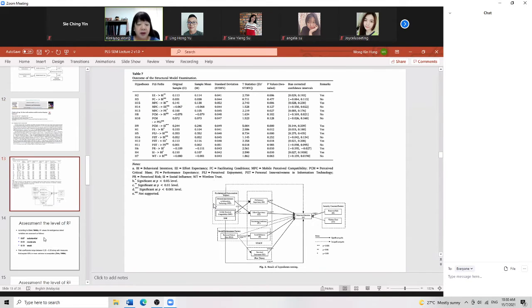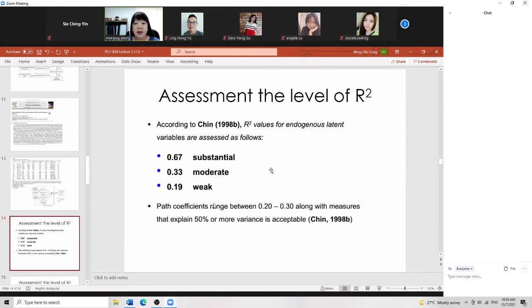All right. Okay, now we look at assessment of this R square. So according to Chin, R square value for endogenous latent variable is assessed as follows, all right? So 0.33 is moderate, 0.19 is weak, and 0.67 is substantial. So we need 0.67. Path coefficient ranges between 0.3 along with measures that explain 50% or more variance is acceptable, okay?